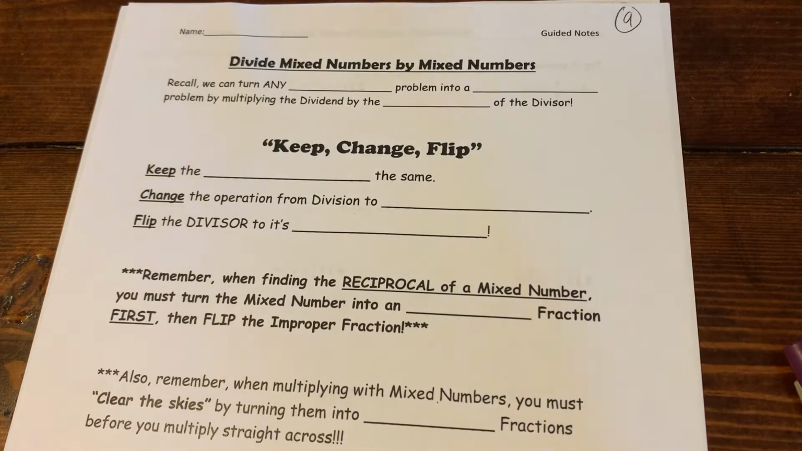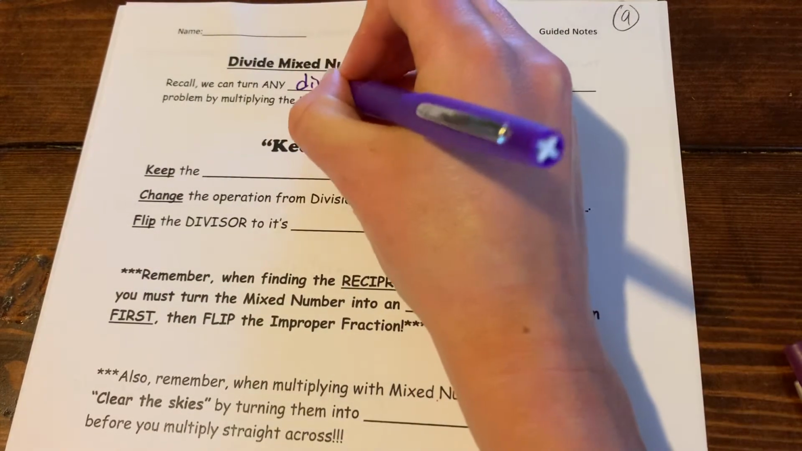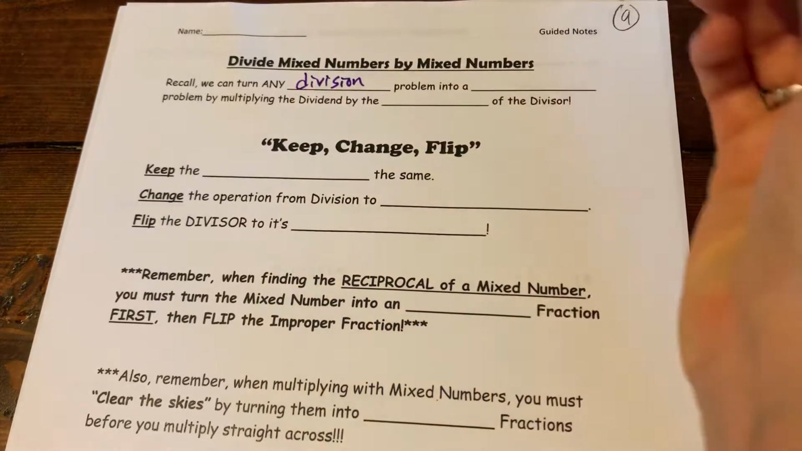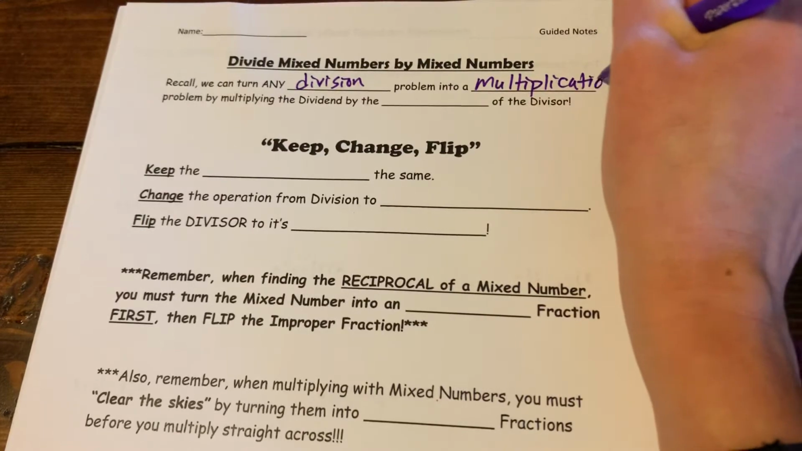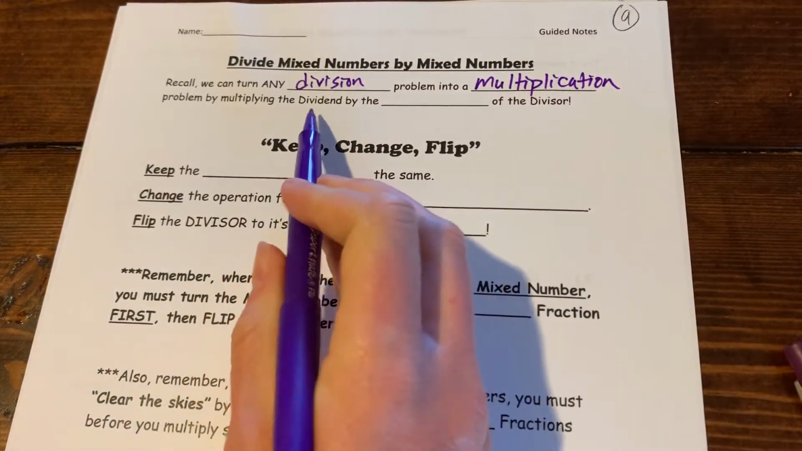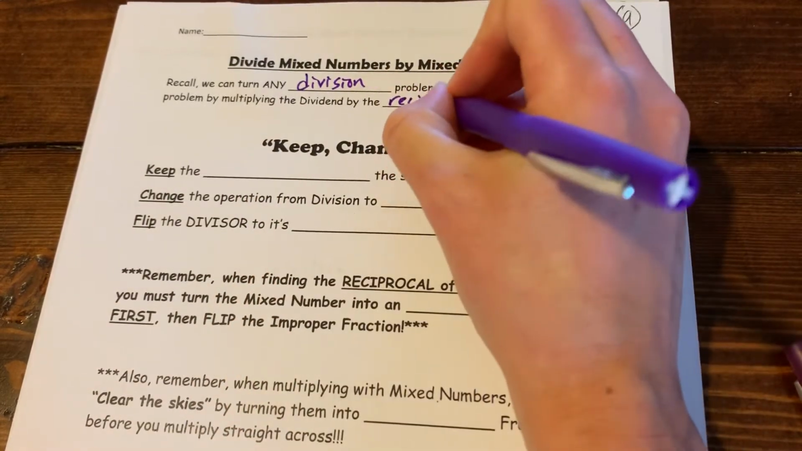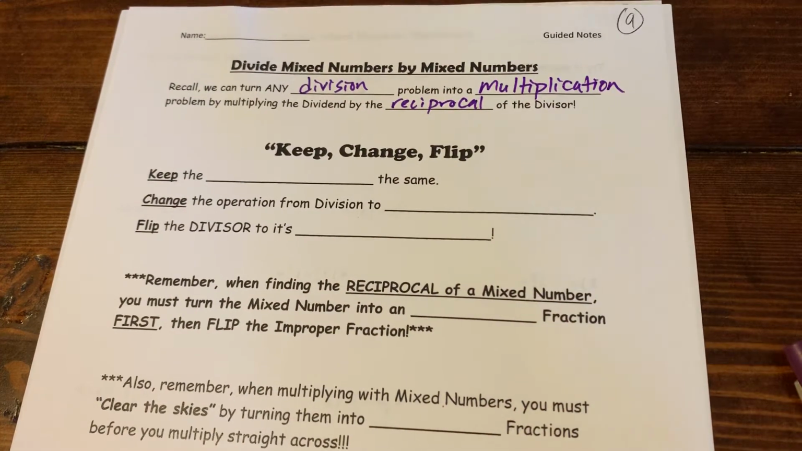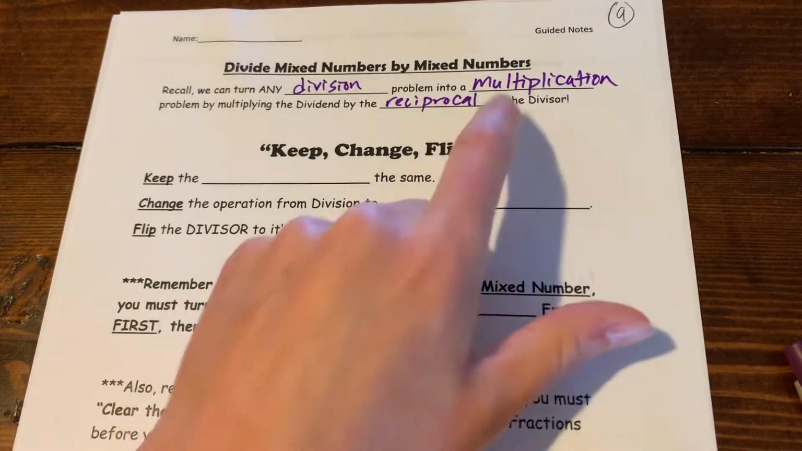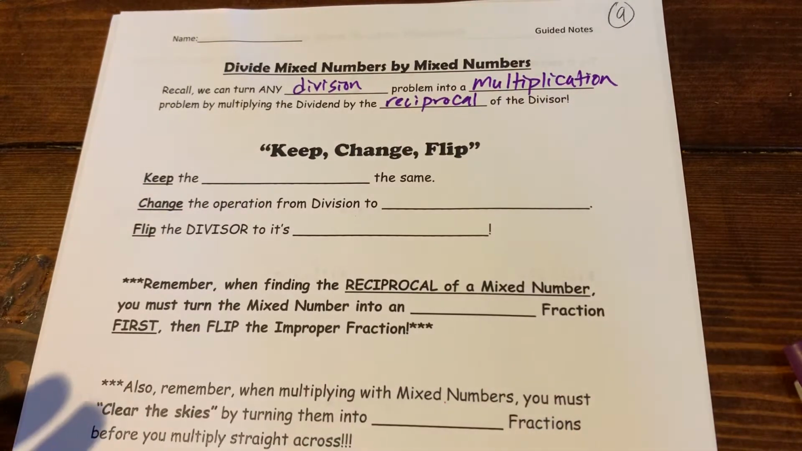So recall, we can turn any division problem into a multiplication problem by multiplying the dividend by the reciprocal of the divisor. And why do we want to turn it into a multiplication problem? Well, because if we turn it into multiplication, multiplying fractions, if you recall, is quite easy. Once you've gotten your whole numbers out of the way, and once you have just two normal looking fractions, you just multiply straight across.